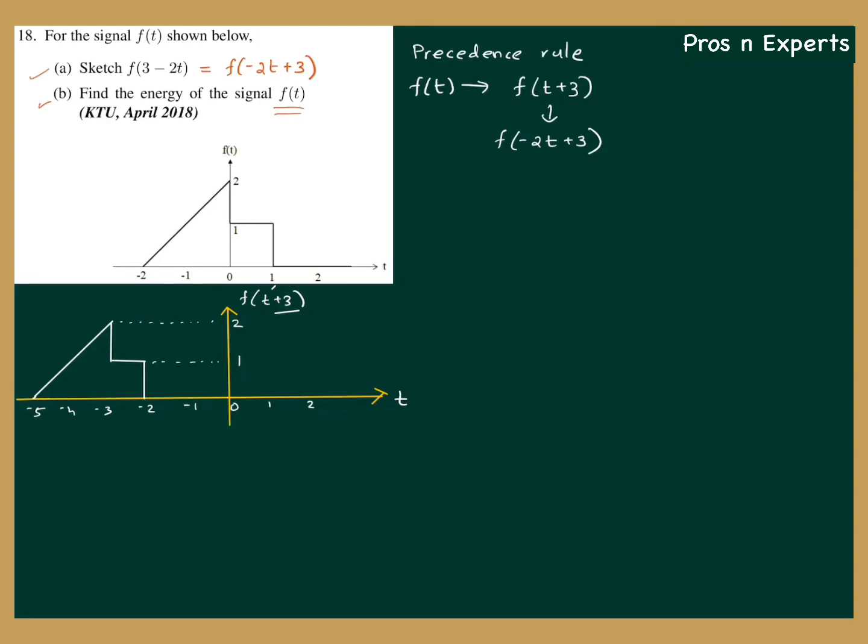Now we have to find out f of minus 2t plus 3. Okay, we are going to draw f of minus 2t plus 3. Here the scaling factor is minus 2, right? Scaling factor is minus 2. So we have to divide every time instant in f of t plus 3 by minus 2, and the corresponding amplitude goes to that portion.